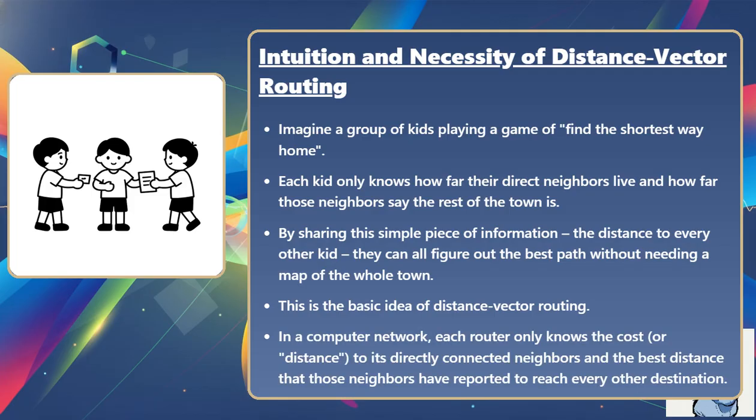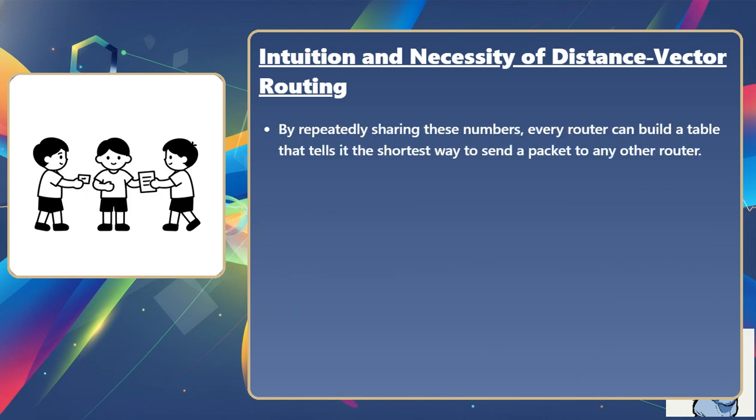In a computer network, each router only knows the cost or distance to its directly connected neighbors, and the best distance that those neighbors have reported to reach every other destination. By repeatedly sharing these numbers, every router can build a table that tells it the shortest way to send a packet to any other router.